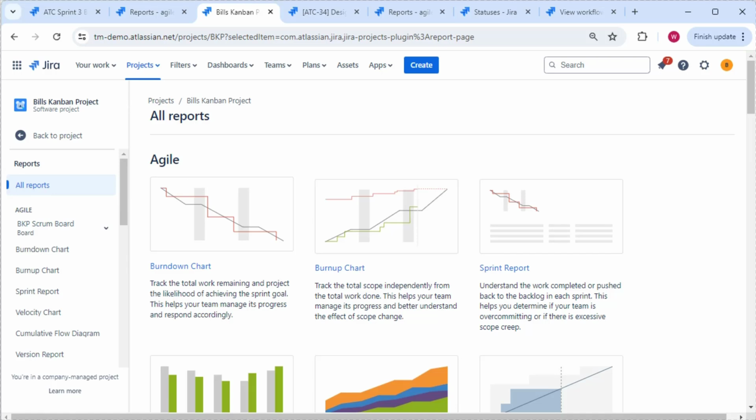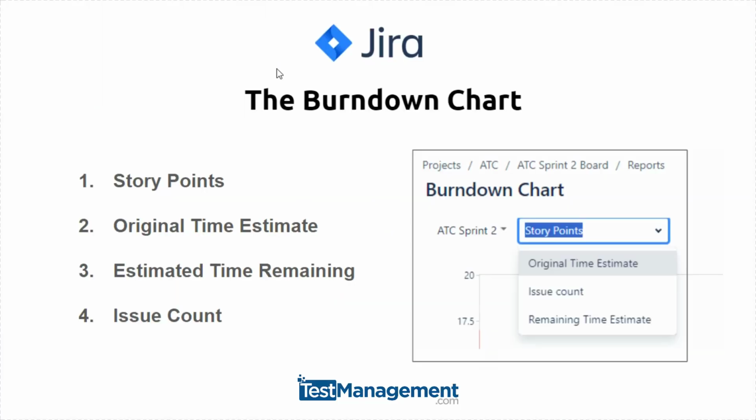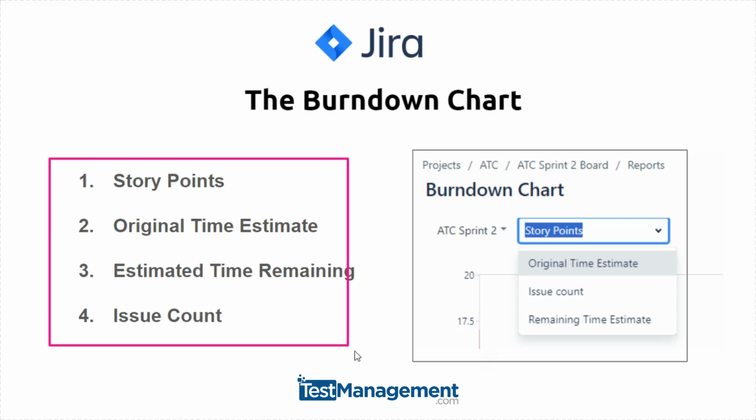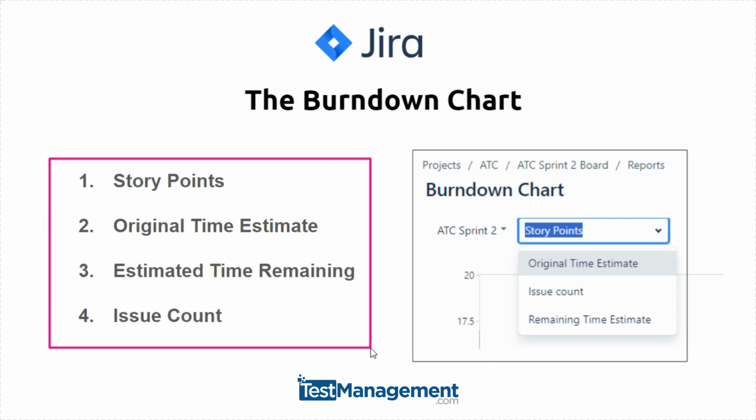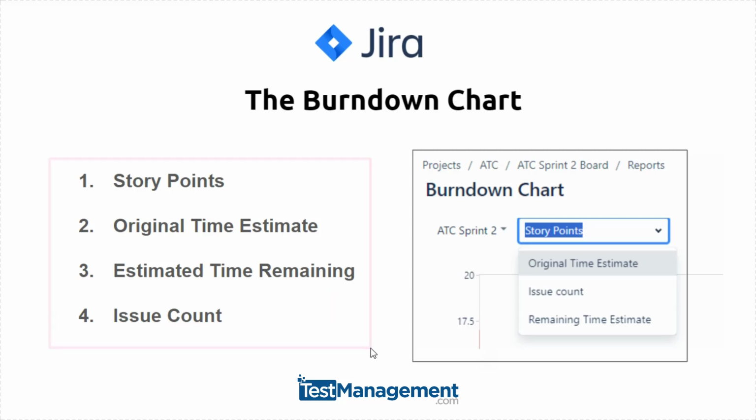So in the next video, we're going to have a look at the burn up chart. But for now, just remember that the Burndown chart is created from a Scrum board, and you can configure that Scrum board so that you have either story points, original time estimate, estimated time remaining, or issue counts displayed on those burn down reports.